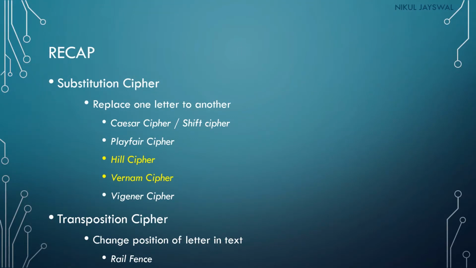So let's have a quick recap of our previous lecture. In the previous lecture, we discussed two substitution ciphers: first the Hill cipher and second the Vernam cipher. In the Hill cipher, we use matrix multiplication, and in the Vernam cipher, we use a key and plain text of the same size, and we perform the addition of the key and plain text, and the ciphertext will be identified. So these were the two algorithms discussed in the previous lecture.